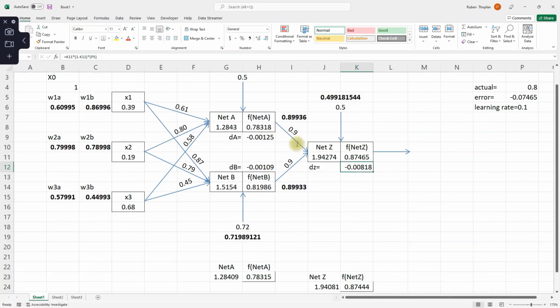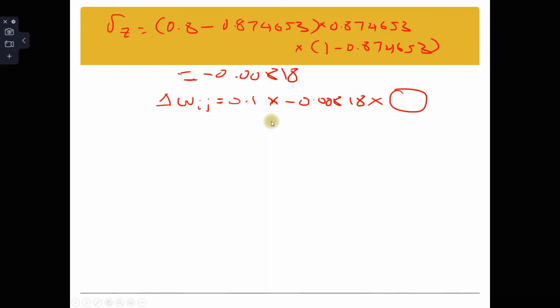The xij is where things can change. So, for example, let's talk about this 0.5, which is your current weight. You will have to update it with a new weight. This new weight would be obtained by taking 0.1 multiplied by negative 0.00818 multiplied by 1, because the input from node 0 to Z is always equal to 1. So you will multiply by 1. That will give you the change in the weight.